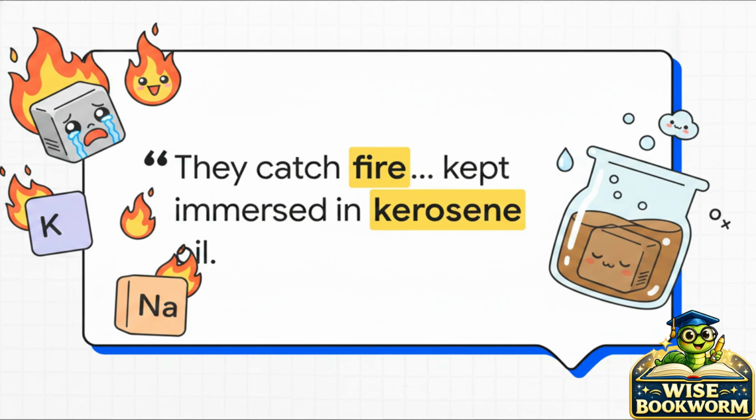Because potassium and sodium are the reigning champs at the top of this list, they are incredibly dangerous. They are so aggressively eager to react with just the oxygen and moisture in the open air that simply leaving them out on a table will cause them to spontaneously catch fire. To keep them stable, they literally have to be submerged and stored in kerosene oil.